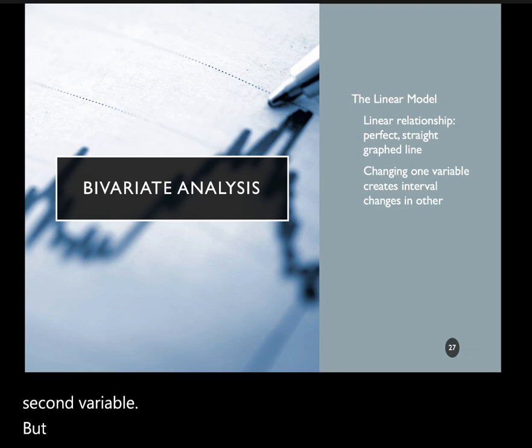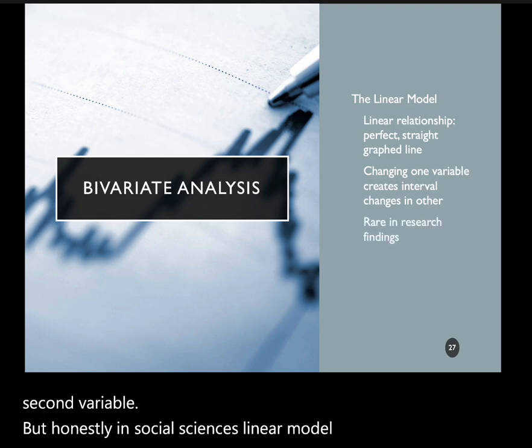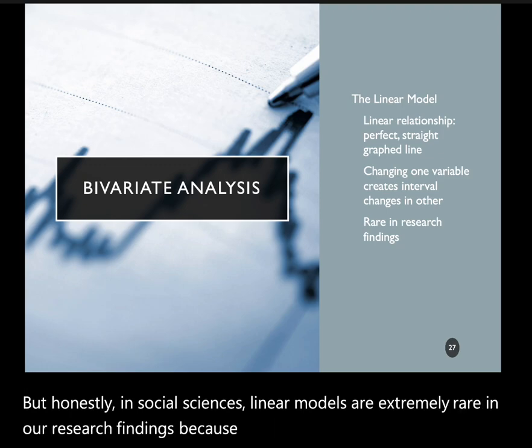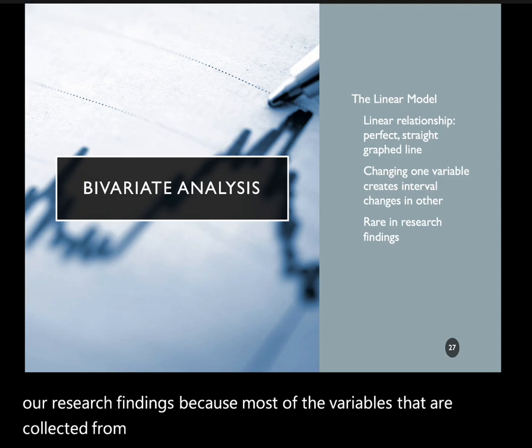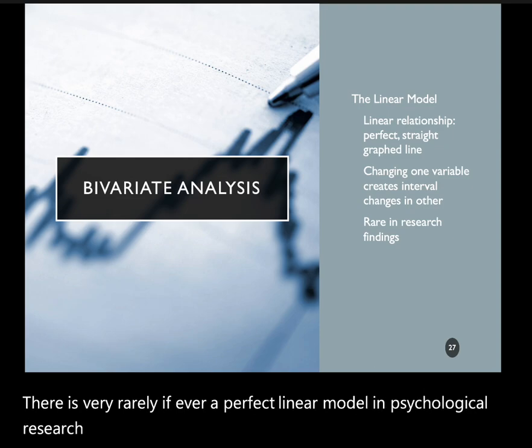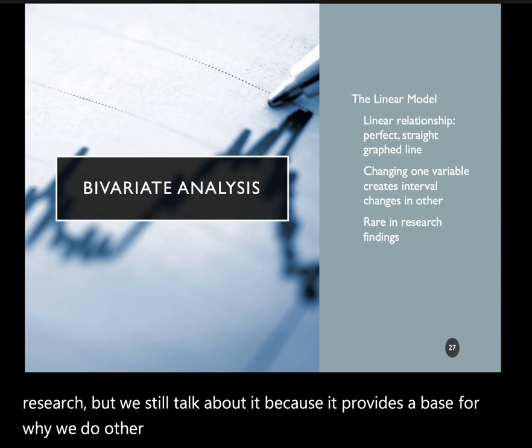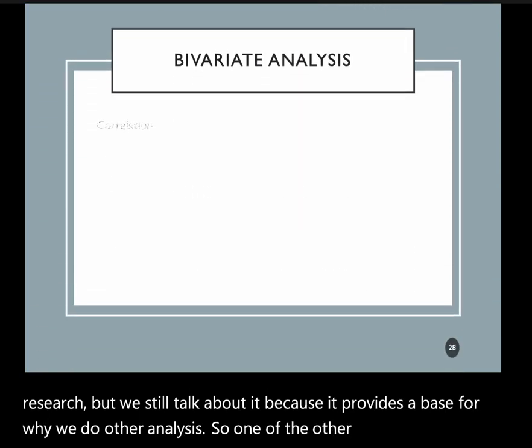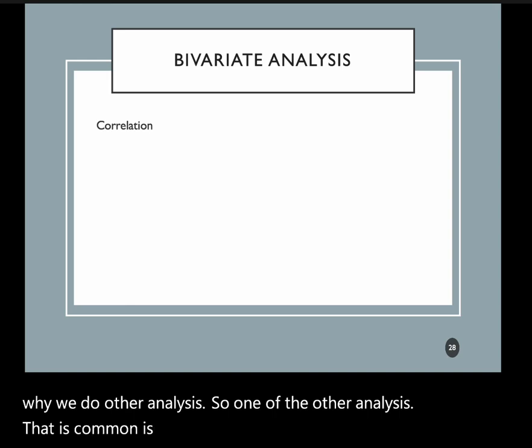But honestly, in social sciences, linear models are extremely rare in our research findings because most of the variables that are collected from participants will have variability in the answers. There is very rarely, if ever, a perfect linear model in psychological research, but we still talk about it because it provides a base for why we do other analyses. So, one of the other analyses that is common is correlation.